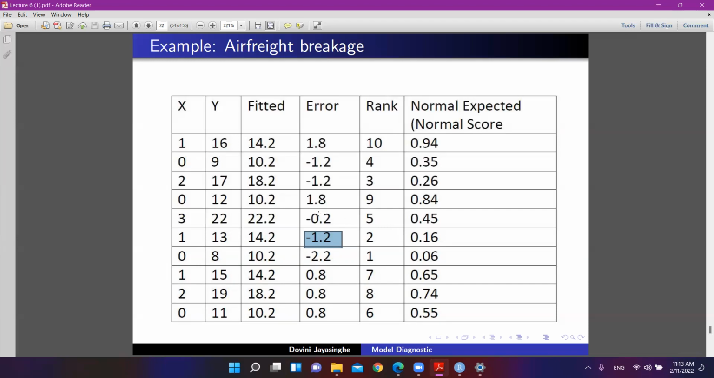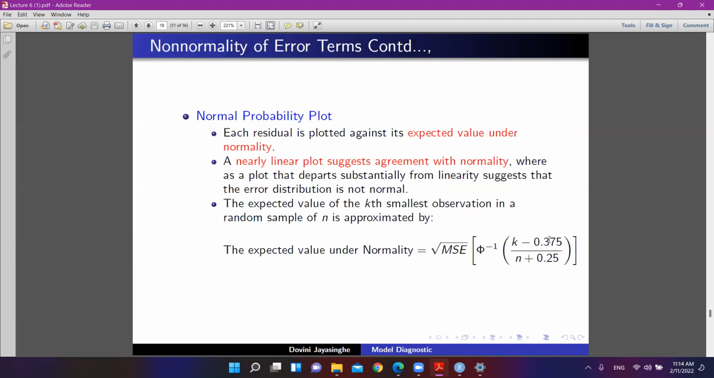Fifth one is this one. So this is the next highest error. Likewise, this is the highest error. 1.8 is the highest error. So you put 10 like that. Then how do you compute this? This is the rank, or K in our formula. N is 10 in our case.